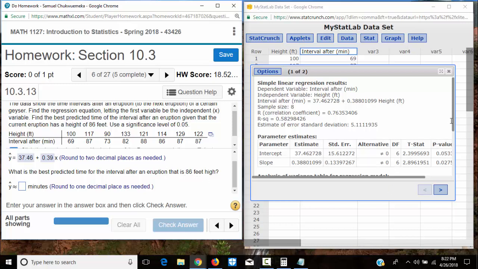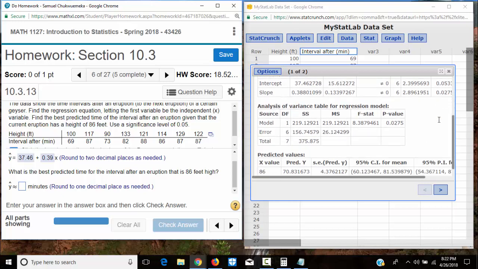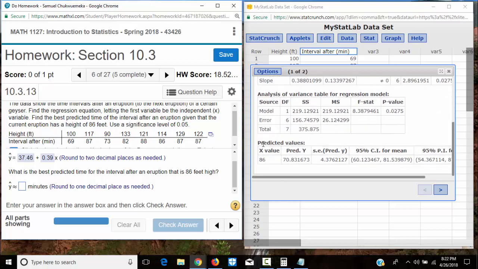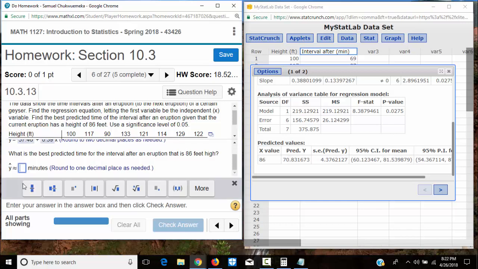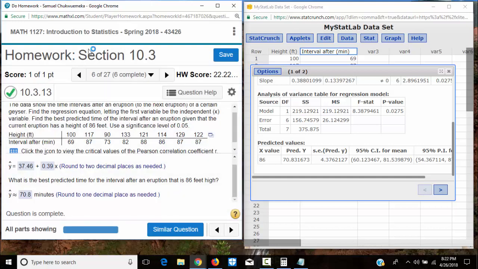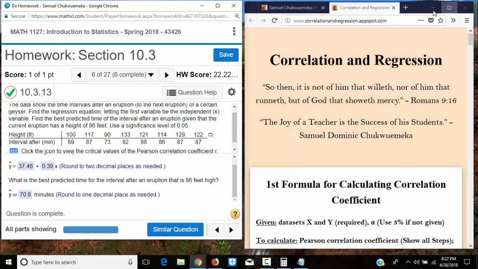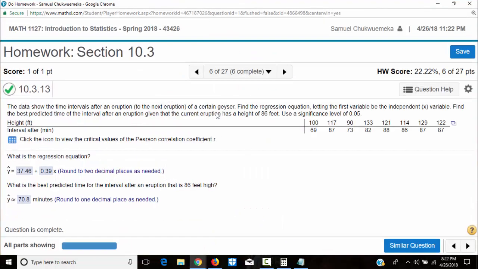So just scroll down. Okay, go ahead and scroll down here. When you scroll down, you see predicted values. And for x value of 86, the predicted y is this. Okay, so this is a 70. To 1 decimal place, it will be 70.8. Next question. We are done with this question 6.